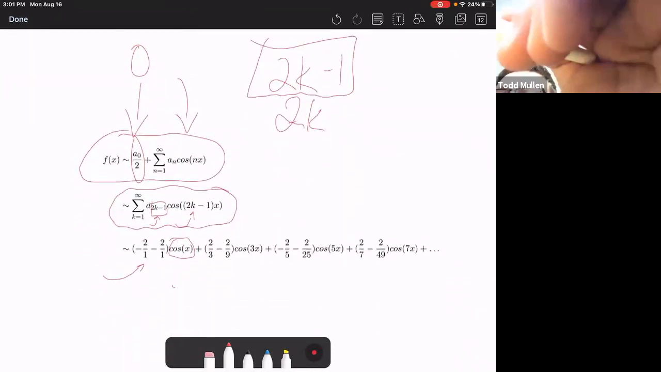And then as you plug in more and more values, you begin to see that we have an alternating sign here. And we have the denominators going up to n and n squared repeatedly. And this is our Fourier series.